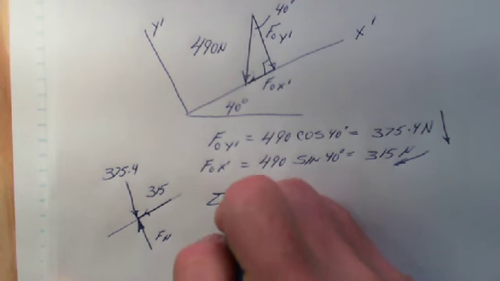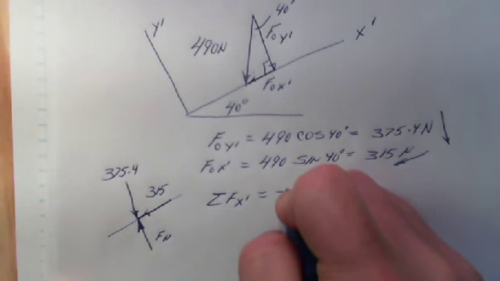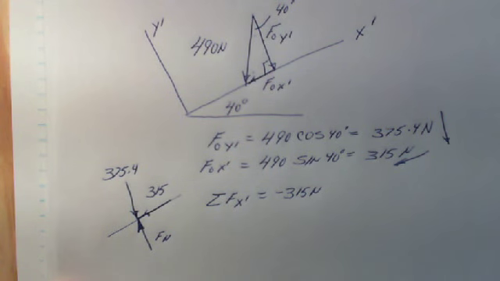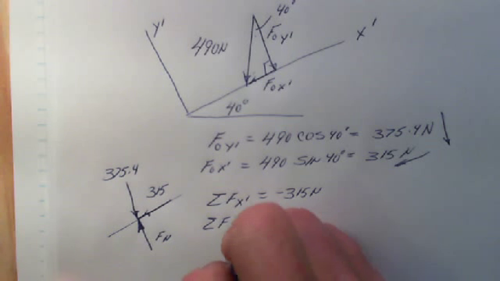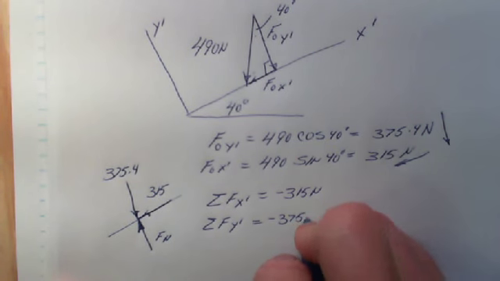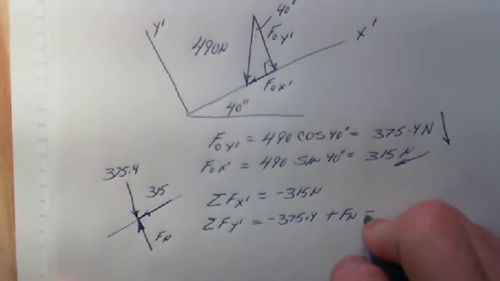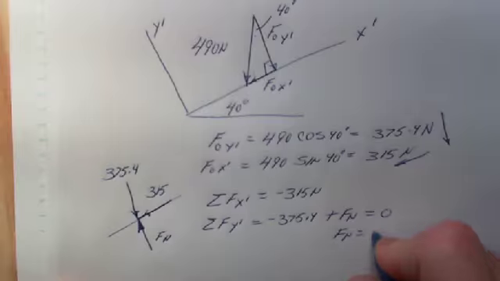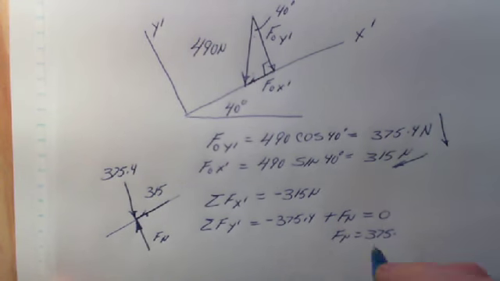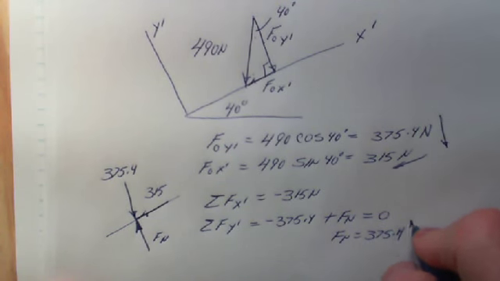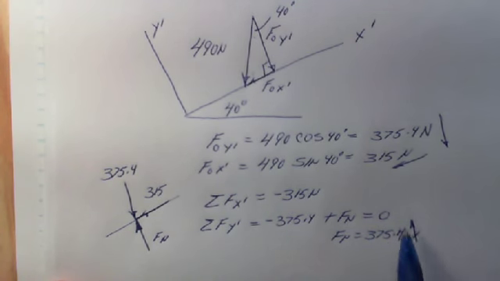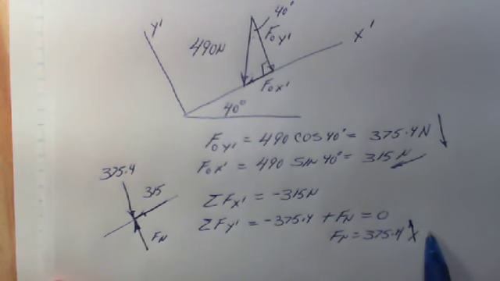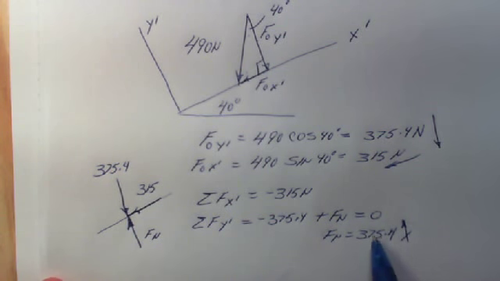If we sum up the forces in the x prime direction, I'm going to make that minus 315 newtons because it's going down and toward the left. Then the summation of the forces in the y prime direction is minus 375.4 plus our normal force equals 0. So we know our normal force is 375.4 newtons pushing back up. When you have no friction, the normal force isn't necessarily relevant to the problem. When you get into friction, then we need to consider the normal force, because the frictional force is equal to the normal force times mu, the coefficient of friction.